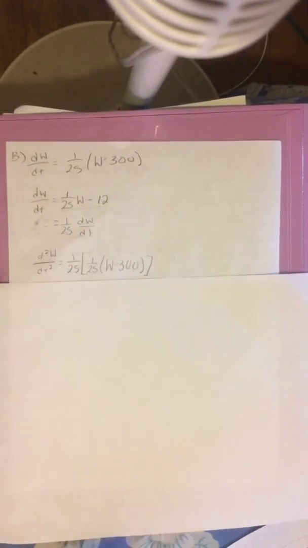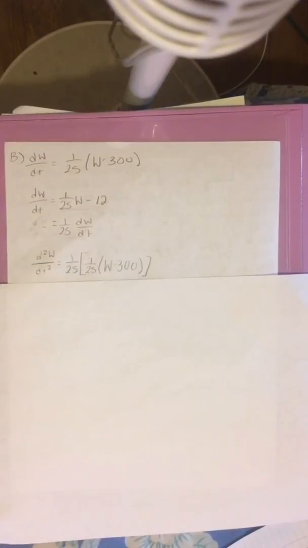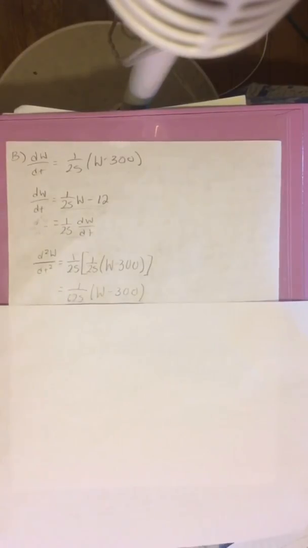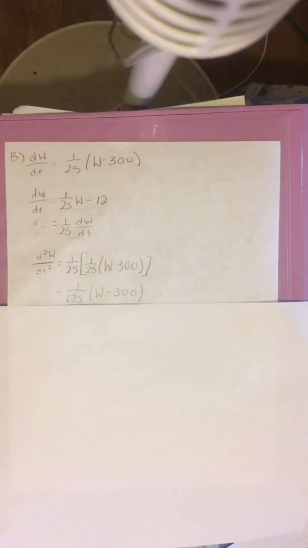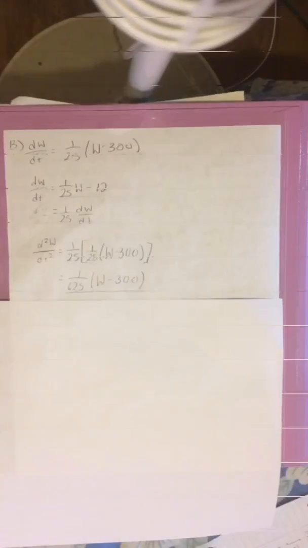But that's only the first derivative. Now we need to find the second derivative, which would just be 1 over 25 brackets 1 over 25 parentheses W minus 300. Now we just need to solve that, and here we get 1 over 625 parentheses W minus 300. So to identify if it is an under or overestimate, we must see if the function is concave up or down. To find concavity, we need the second derivative, and we already did that.